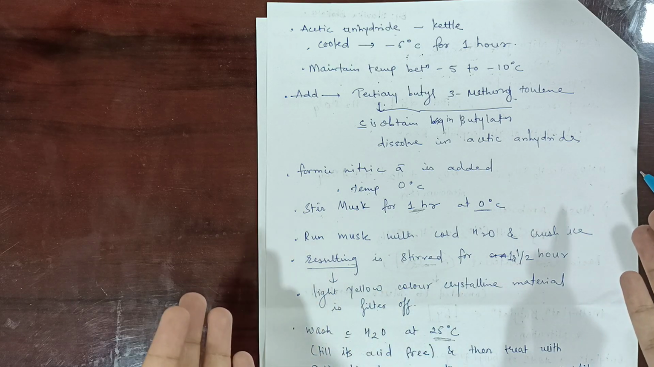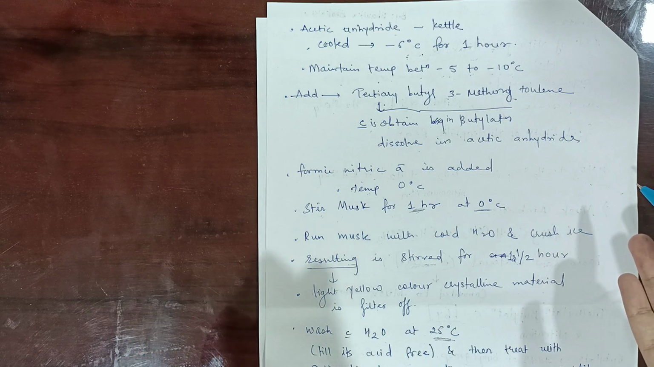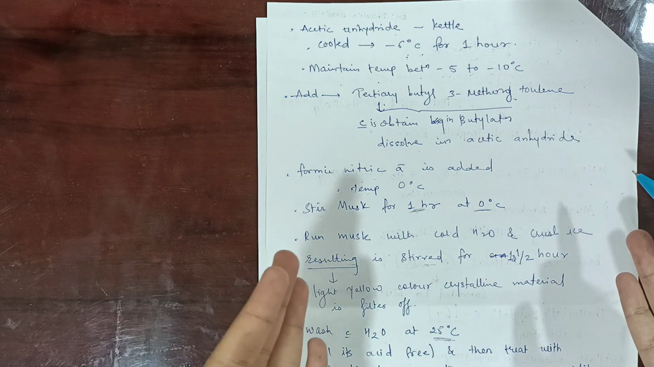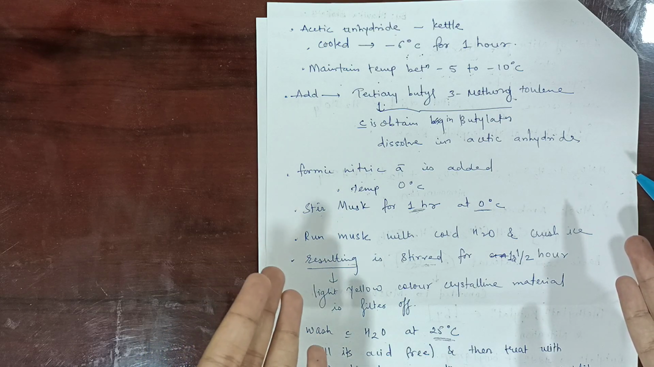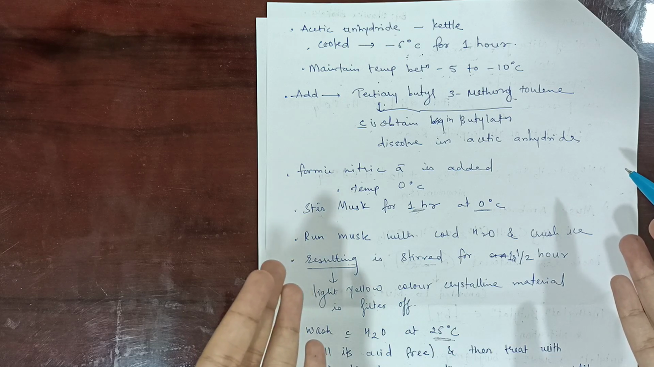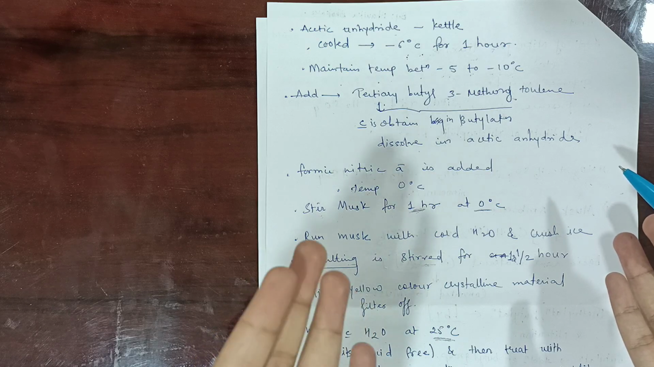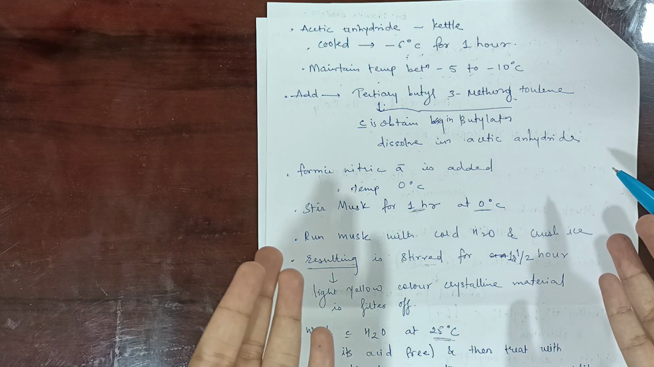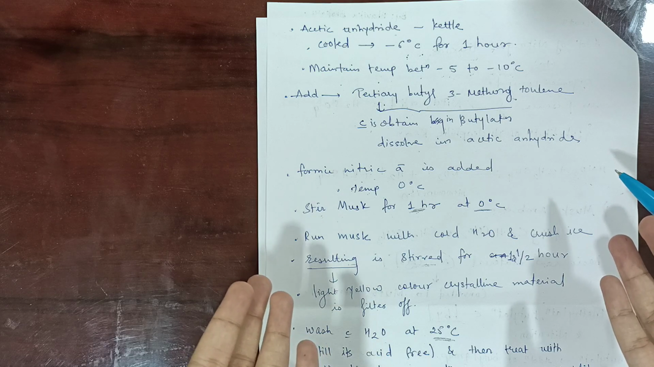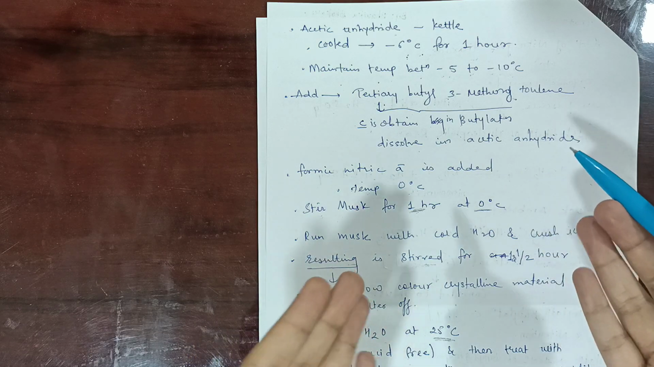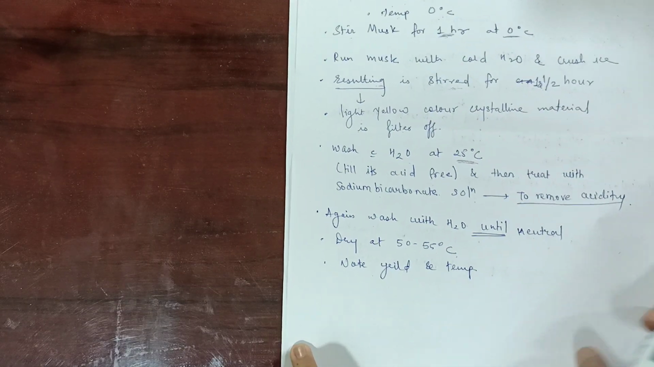This resulting mixture will appear as a light yellow crystalline material, which is filtered off and washed with water at 25 degrees Celsius. Then you have to wash with sodium bicarbonate to remove the acidity, so that the product mixture becomes neutral. For that you have to wash it again with water so that it becomes neutral, and dry at 50 to 55 degrees Celsius. At the end of the process you have to note down the yield and the melting point.